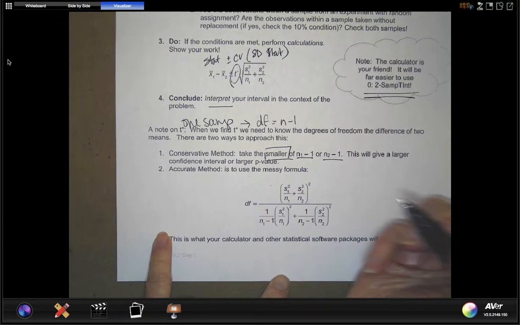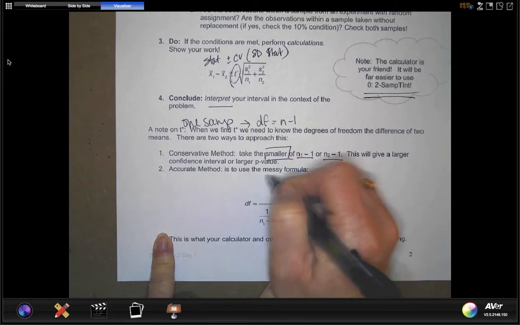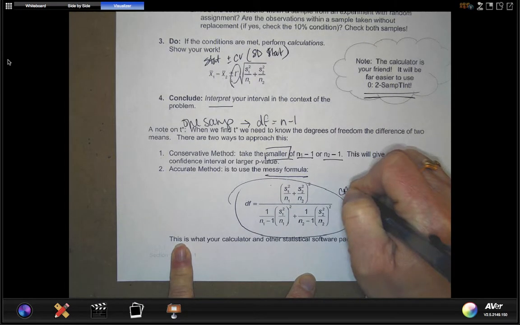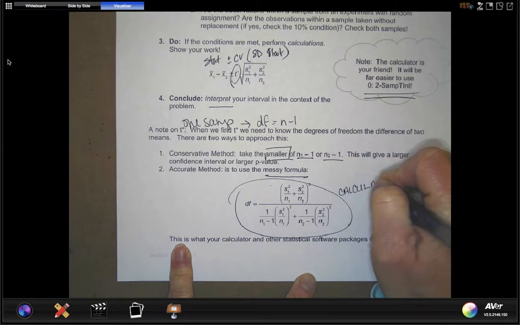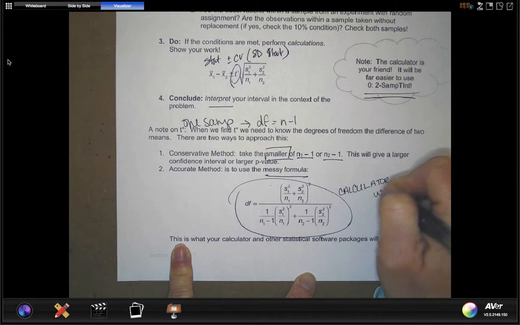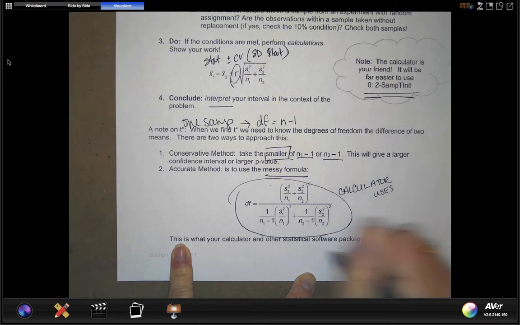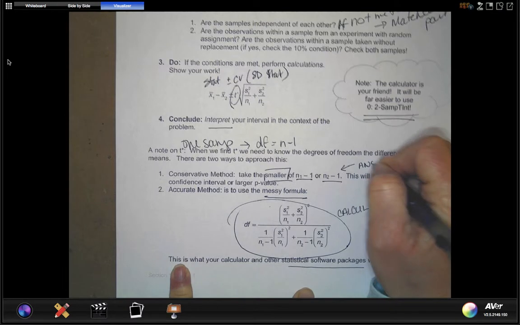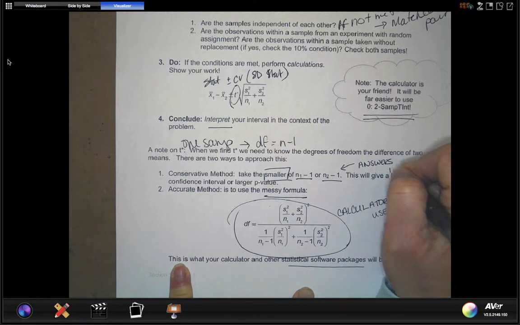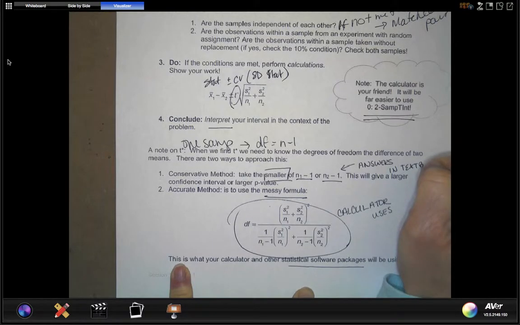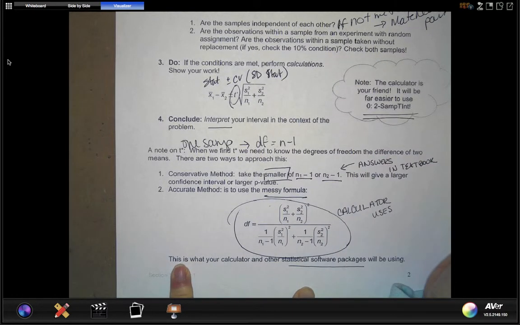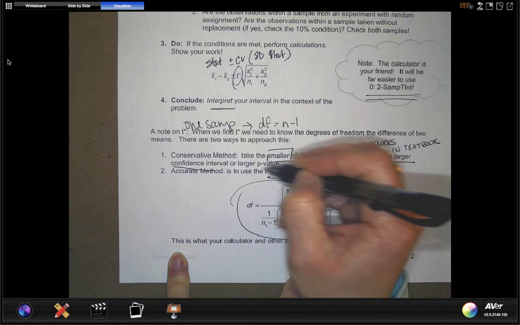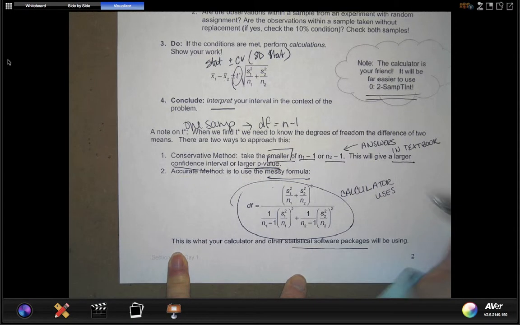The other way is to use this messy formula. You don't have to memorize this messy formula, but this is what the calculator will use. So the calculator is going to use it, and any other stat software packages are going to use that. The answers in your textbook are going to be using that conservative method. So the conservative method is just going to give maybe a little bit of a larger interval, and it'll give a larger p-value, okay?